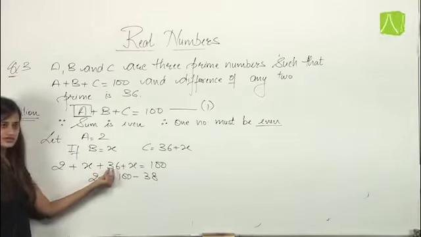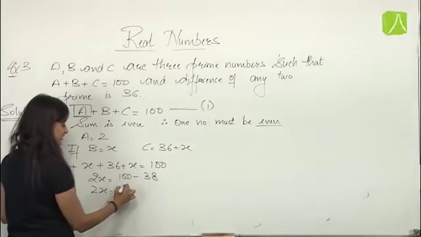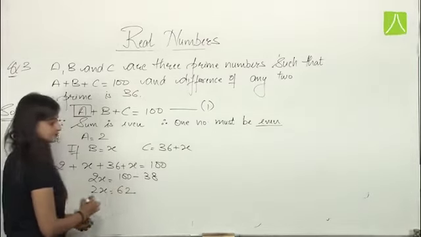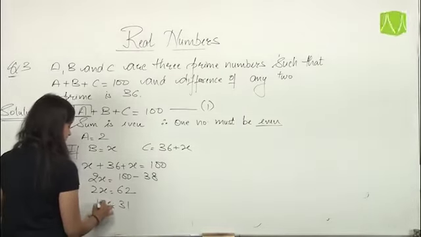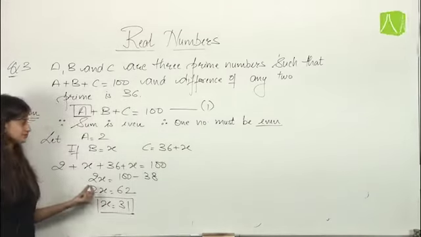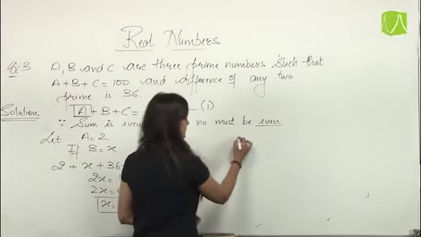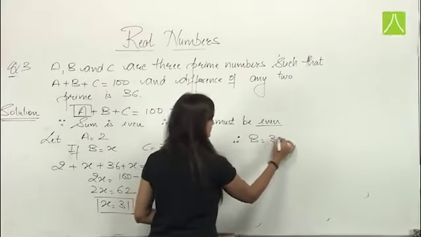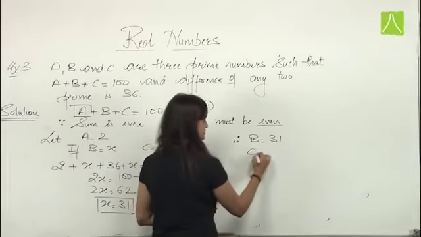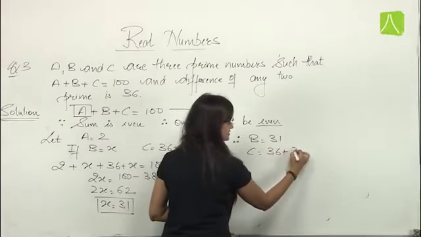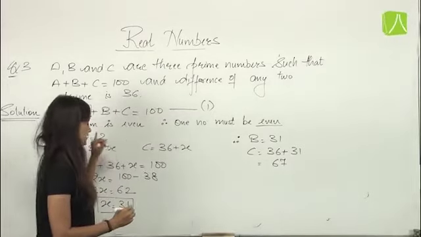From here we can say 2x is equal to 100 minus 38, since 2 plus 36 is 38, and it goes to the other side with a minus. When we subtract, we get 62. 100 minus 38 is 62. So x is equal to 31, which is 62 divided by 2. Now if x is 31, therefore B is 31 and C is 36 plus x, so we get 67, and A is 2.